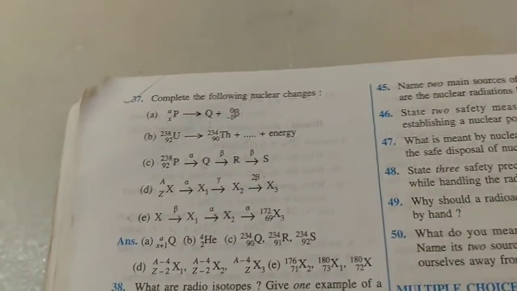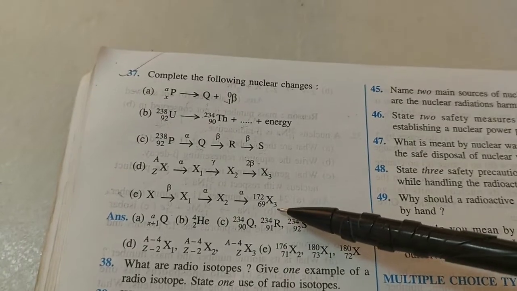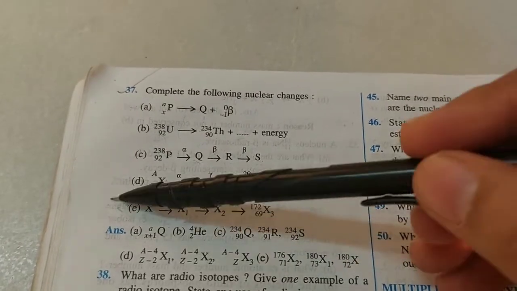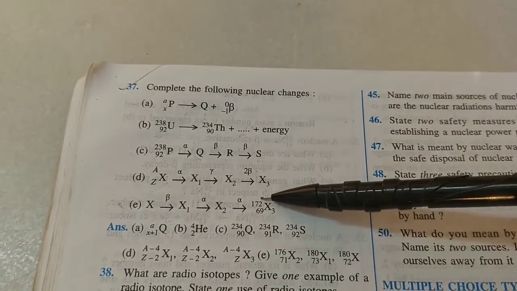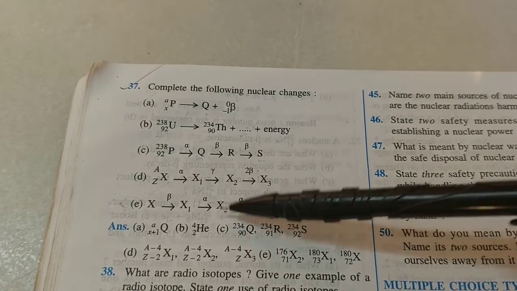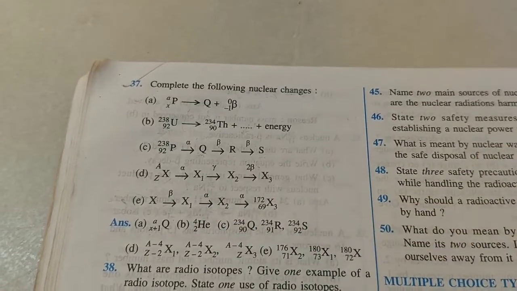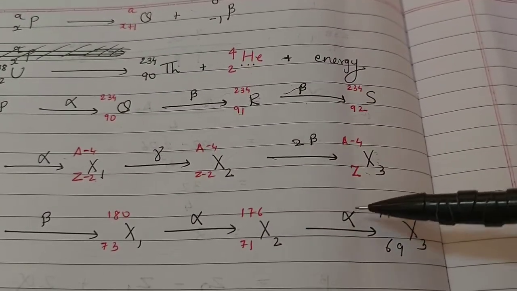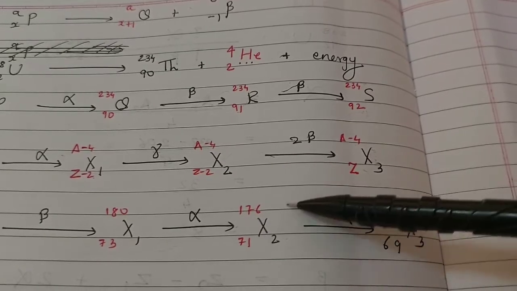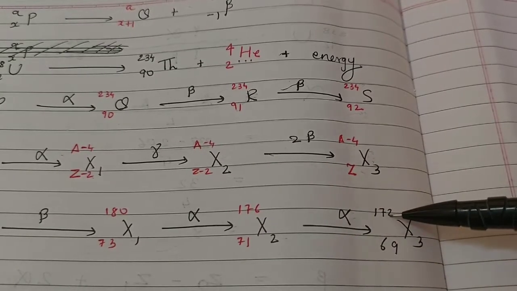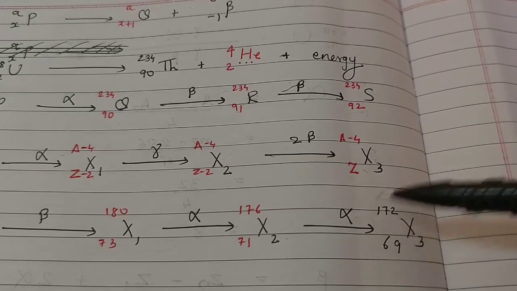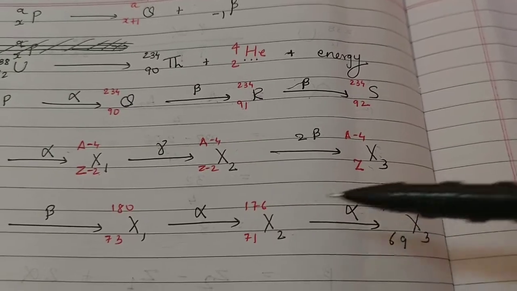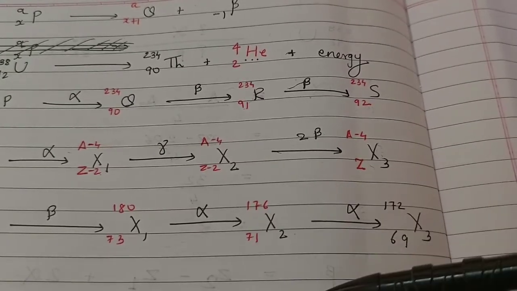And finally the Echo question, which is challenging because now we have to think in reverse order. Here the final atomic mass and atomic numbers are given and we have to keep finding the ones of the previous elements. So let's start from X3. If an alpha particle is released, that means X2 will have atomic mass 4 greater than 172 and atomic number 2 greater than 69. Hence, it's 176 and 71.